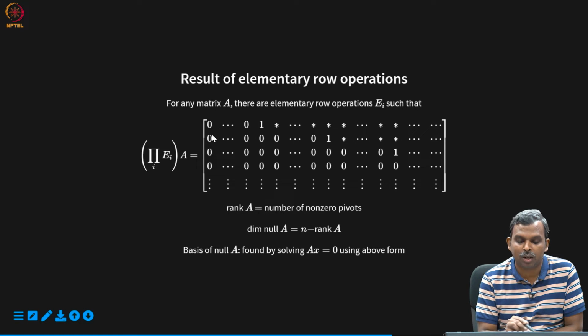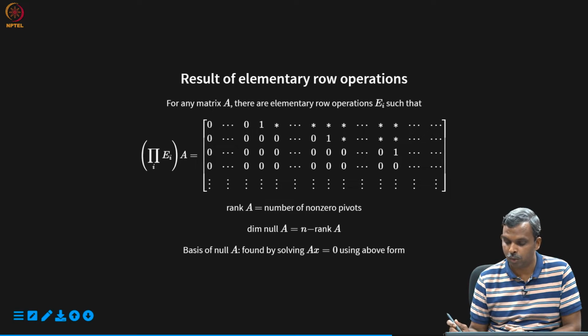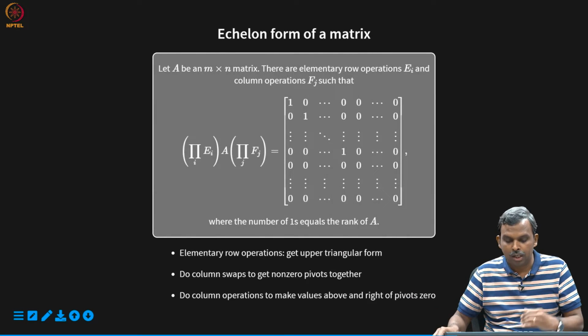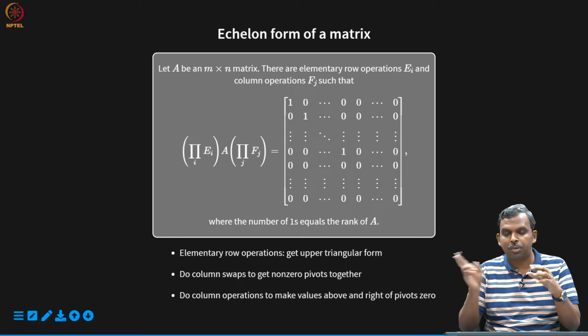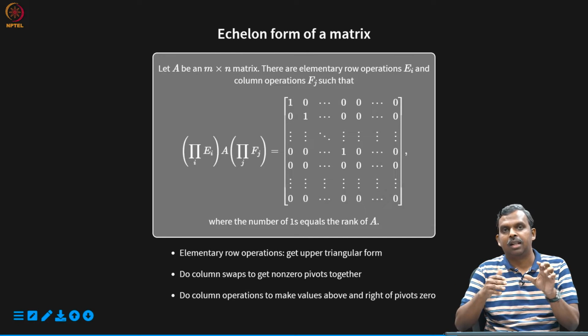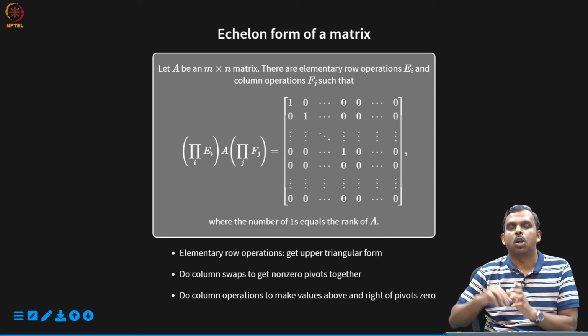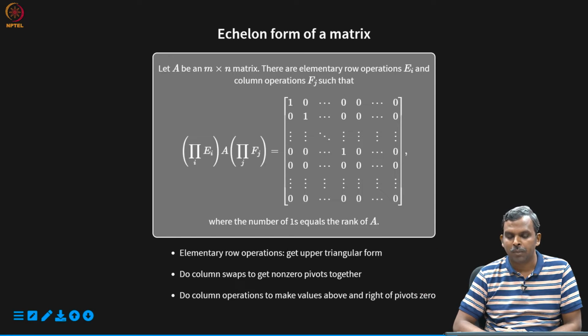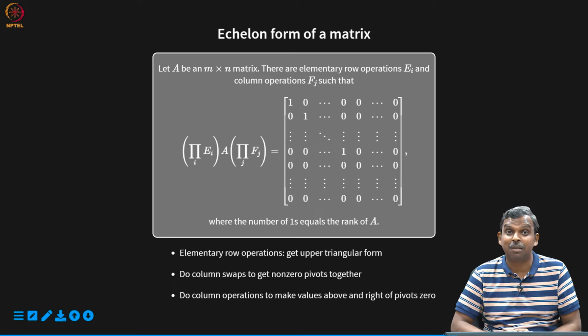So you swap and make all the pivots come to the beginning. So that's what I've listed out here. What is it that you have to do? Do row operations and then swap the columns to make the pivots come together, and then after that simply use column operations to make everything 0. Okay, so that will give you a form as simple as this, right?